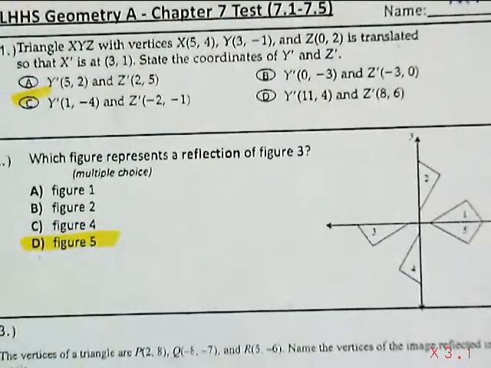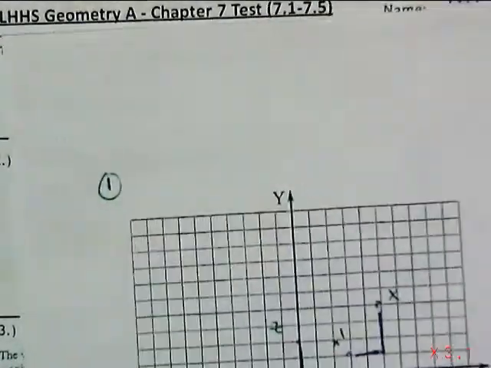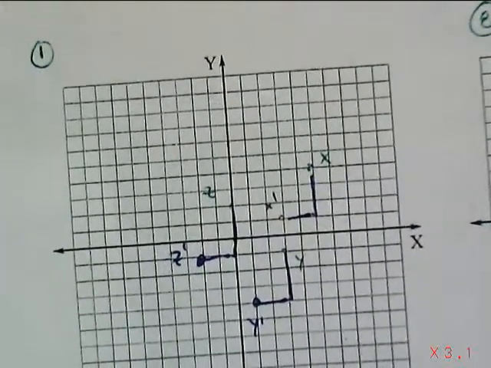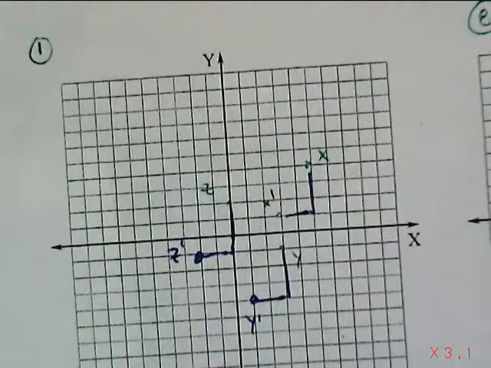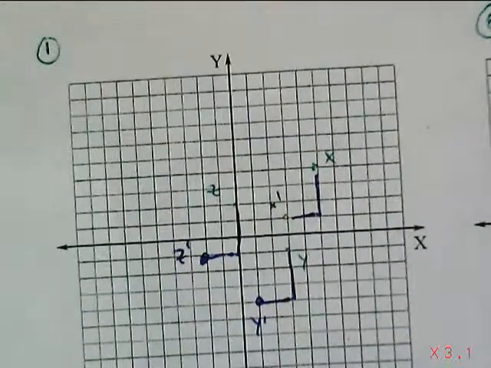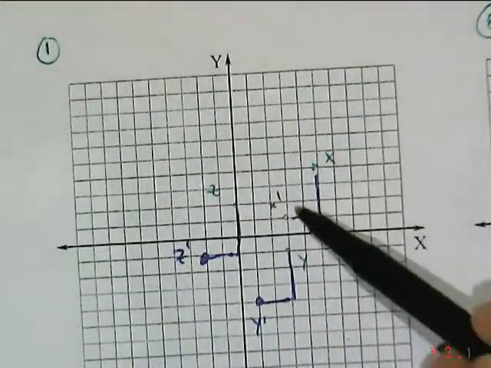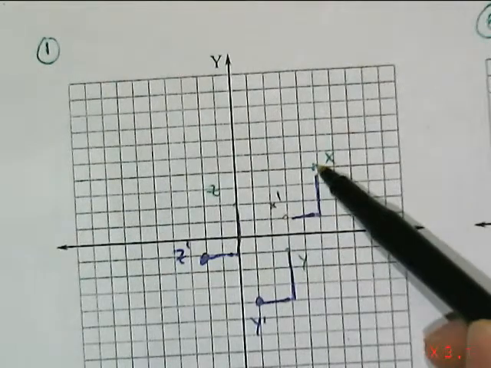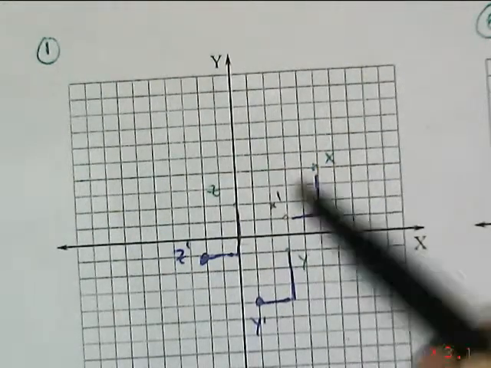Question number 1, triangle XYZ with vertices 5, 4, 3, -1, and 0, 2 is translated so that x prime is at 3, 1. State the coordinates of y prime and z prime. So if you go ahead and label all of your points there, just graph it. I recognize that they want to know what x prime is, or how x prime was moved. So x was here at the coordinates 5, 4, right 5, up 4, and then it's moved to 3, 1.